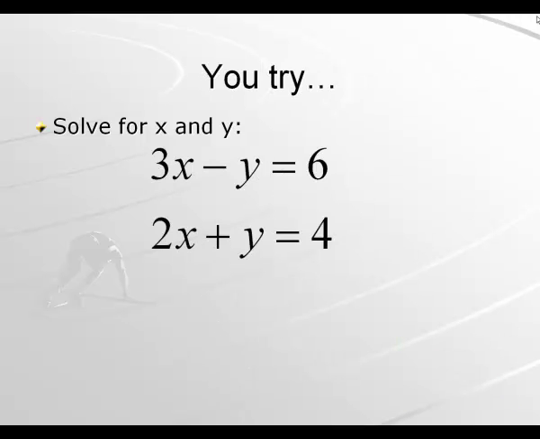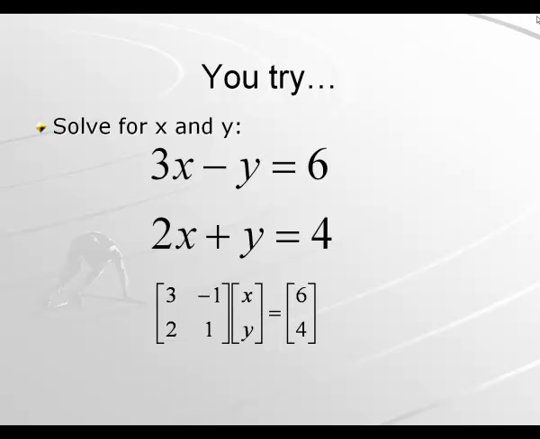Alright, time for you to try one. We're going to enter this into matrix A and matrix B, and then solve for x and y. So here's the setup. 3, negative 1, 2, 1 is matrix A. Those are the coefficients for x and y, which is what we're trying to solve for, and it's equal to matrix B, which is 6 and 4. So try to solve for x and y and pause the video until you're ready to look at the answer.